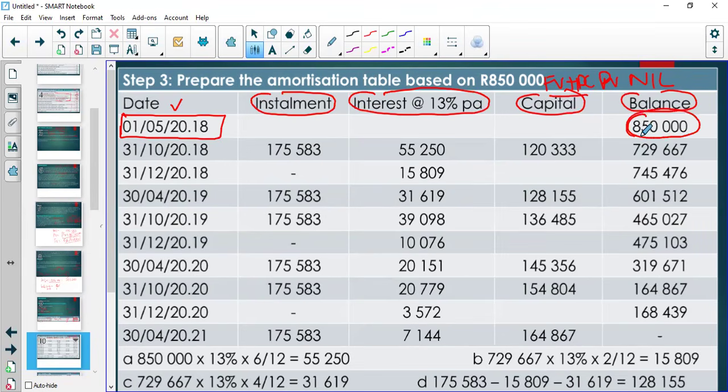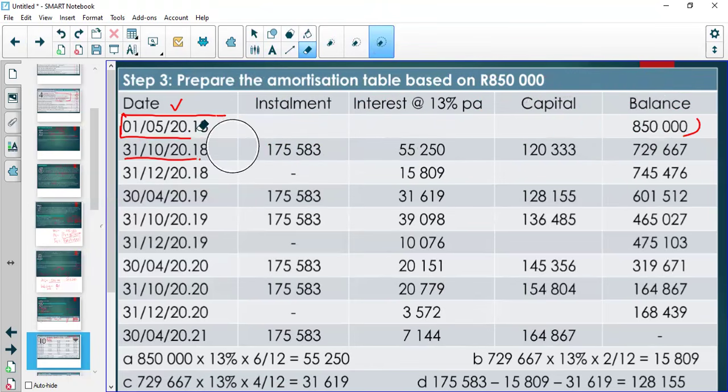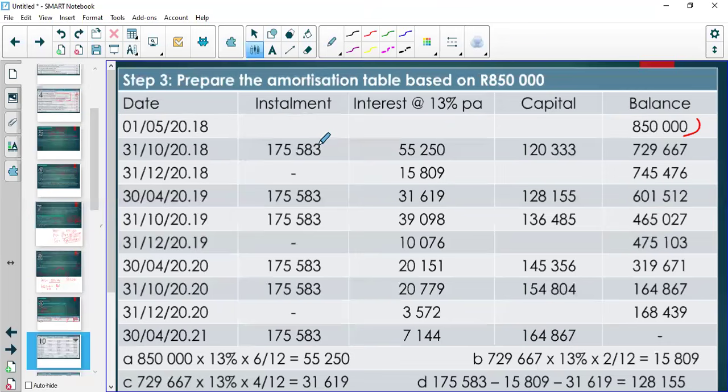All right. The first payment happens on 31 October. That is after 6 months. We have May, June, July, August, September, October. So we have 6 months. All right. And so we receive 175,583 after 6 months. This is what is actually paid by the lessee. But we need to calculate the interest. So the interest is for the 6 months on the balance at the beginning of the 6-month period.